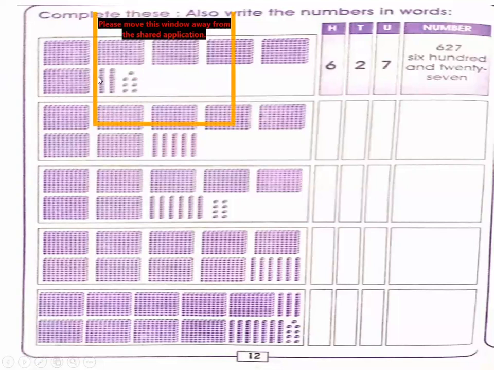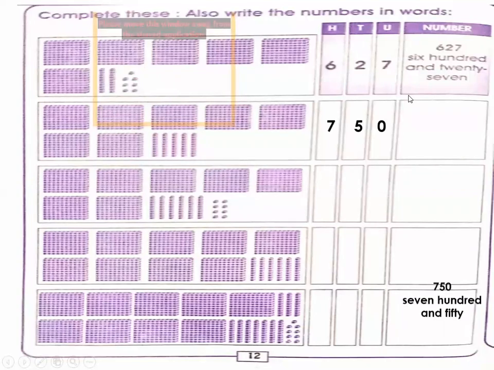Then count how many blocks of tens there are. 1, 2. There are only 2 blocks of tens, so we write 2 in the tens column. Then count how many unit blocks there are. There are only 7 unit blocks, so we write 7 in the unit column. So 600, 2 tens and 7 units makes the number 627. Remaining part you will do by yourself like this.